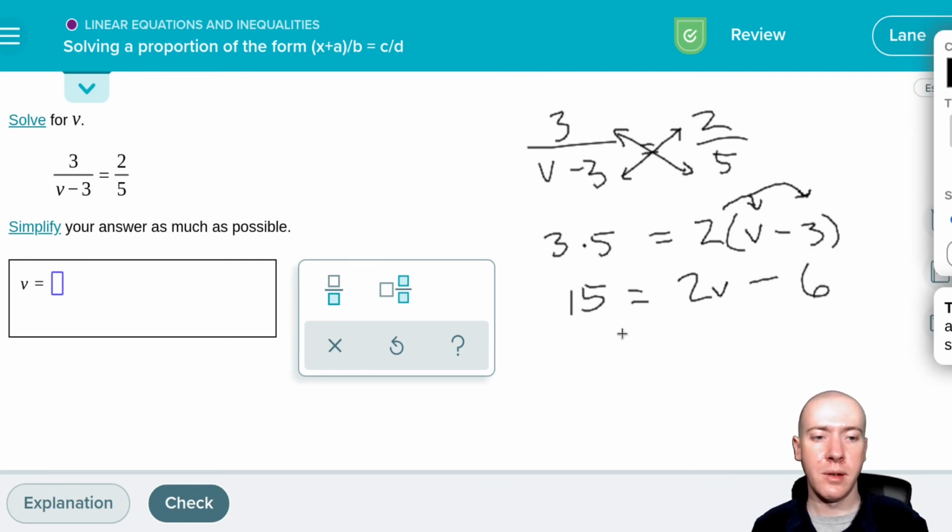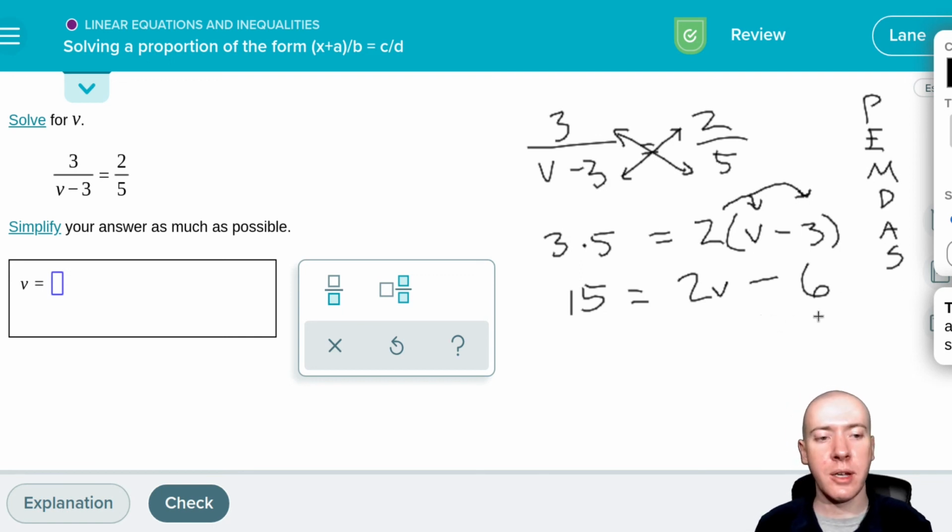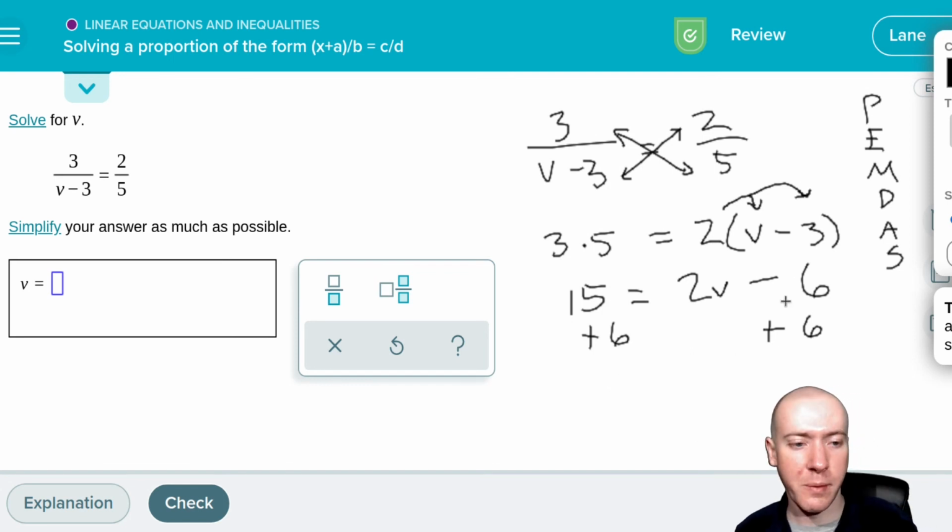So 2 times v is 2v, and then we have the minus sign, and then 2 times 3 is 6, right? Great. Now we need to solve this equation. Remember PEMDAS and start with the bottom. Is there subtraction? Yes, right there, the minus 6. What's the opposite of subtraction? It's addition. So adding 6 to both sides is going to move us closer to the solution.